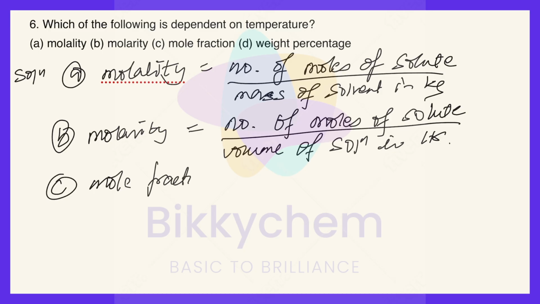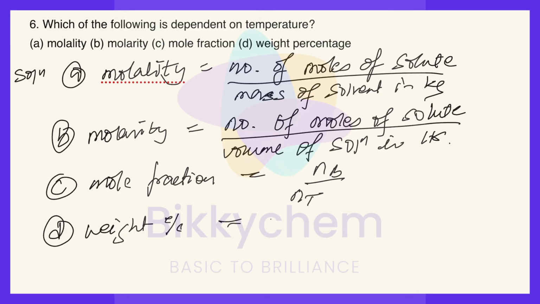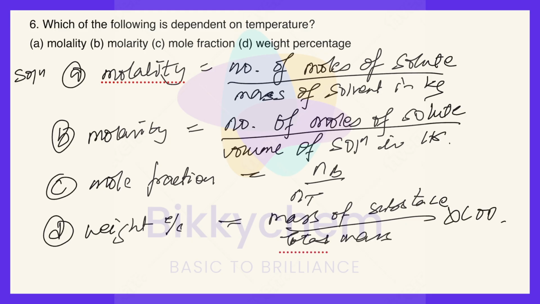Mole fraction is number of moles of solute divided by N total. It is also independent of the temperature, so it is not the option. With percentage, it is mass of substance divided by total mass into 100. So this is also not dependent on temperature, so option B is the right one.